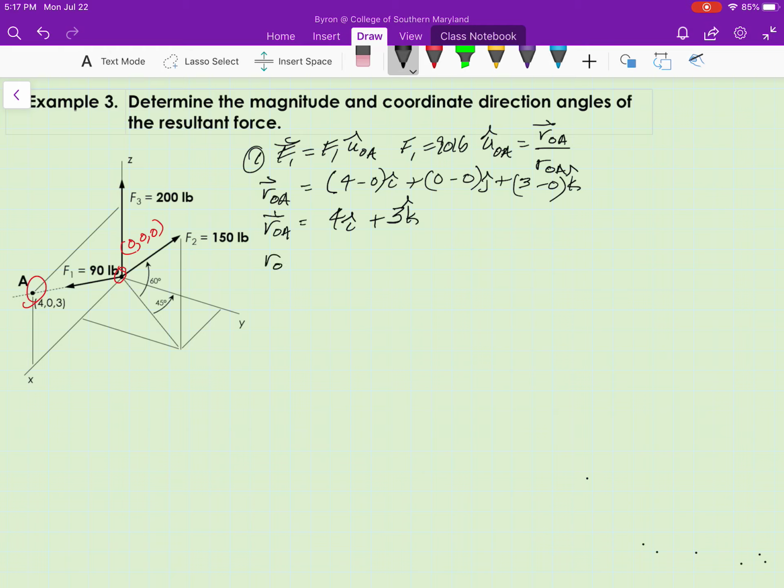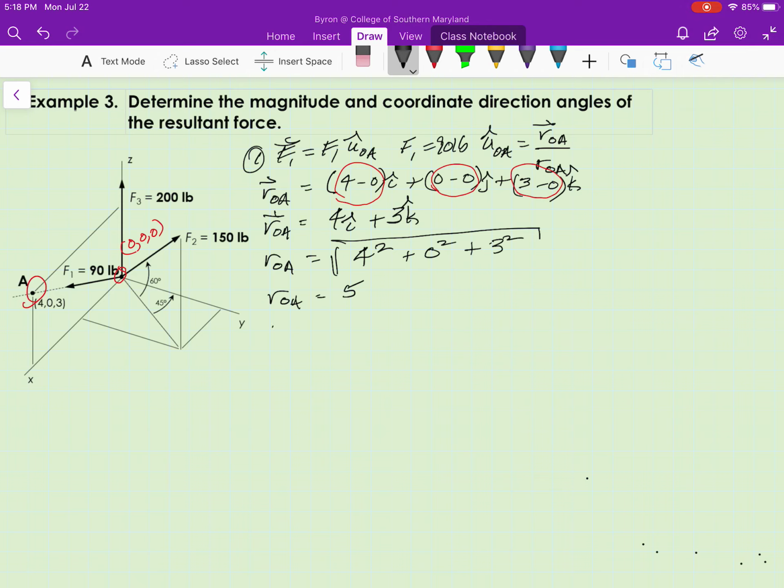Now the magnitude of R sub OA is going to be the square root of the squares of these three calculations, which is going to give us 4 squared plus 0 squared plus 3 squared. And if we do that math, we get 5.